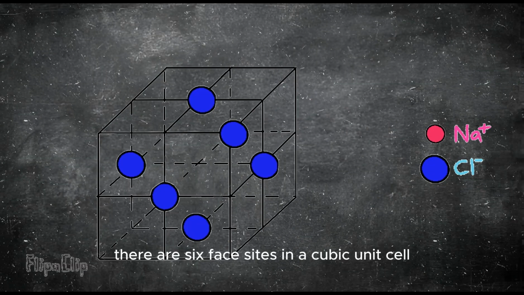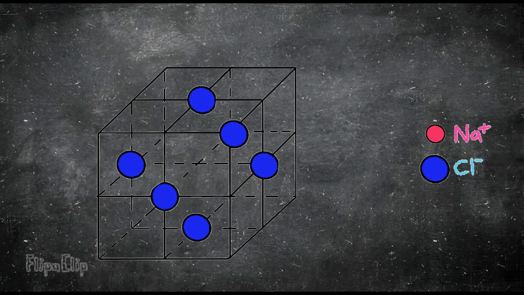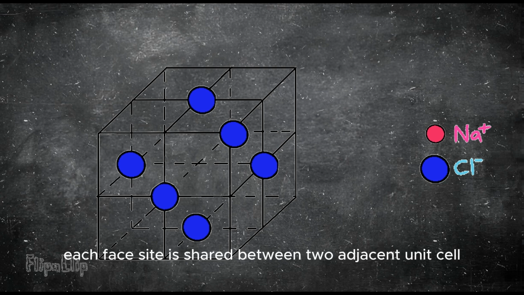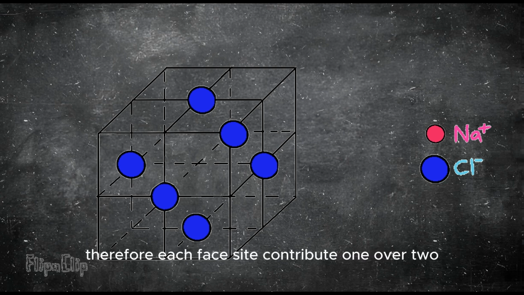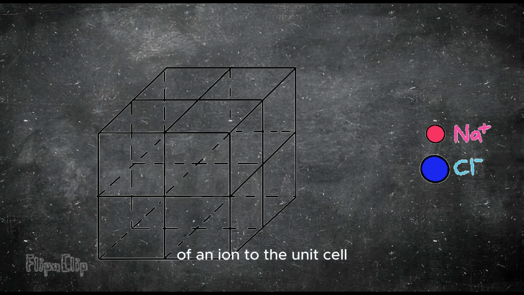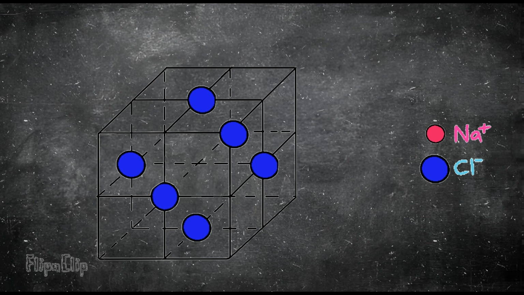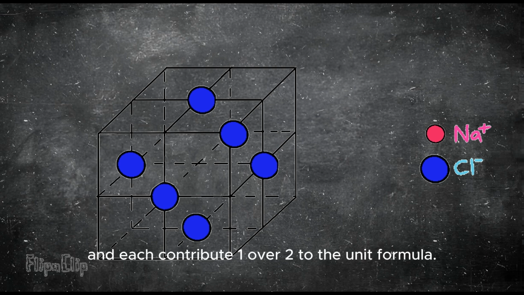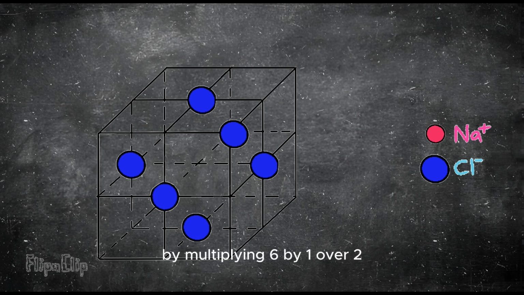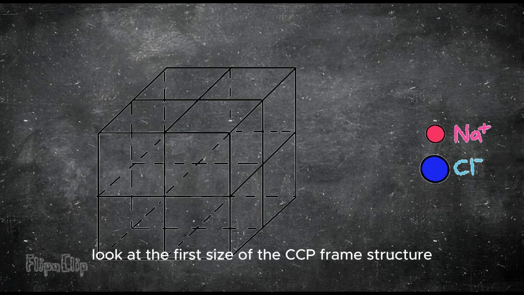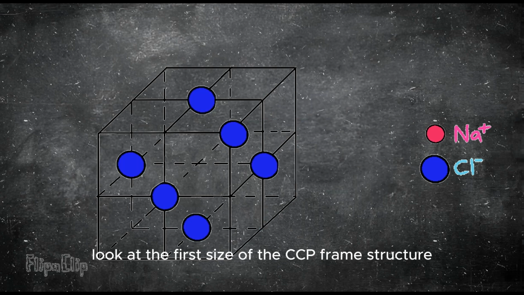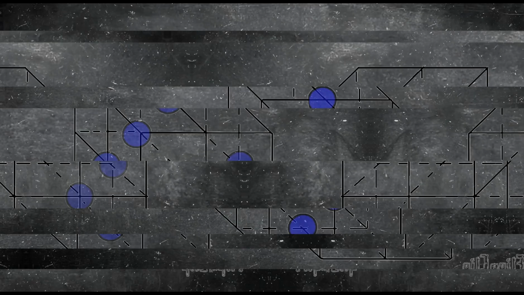There are 6 face sites in a cubic unit cell, one on each face of the cube. Each face site is shared between 2 adjacent unit cells. Therefore, each face site contributes 1/2 of an ion to the unit cell. Since there are 6 face sites and each contributes 1/2, by multiplying 6 by 1/2, we find that the number of ions located at the face sites of the CCP framework structure is 3.